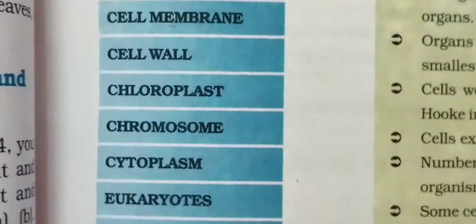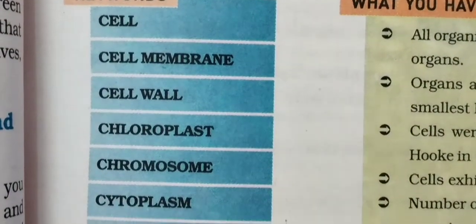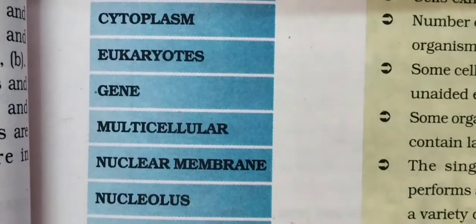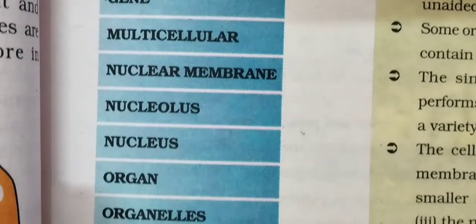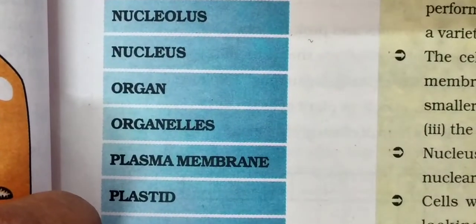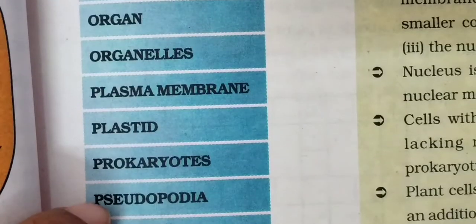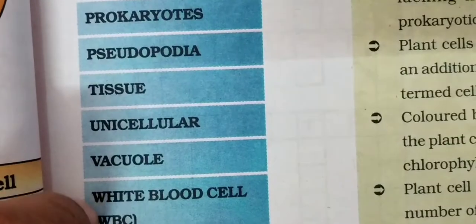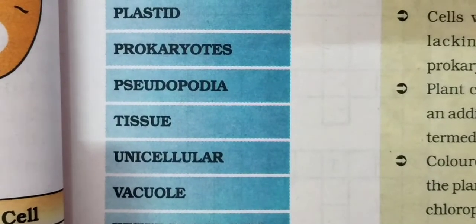As usual, we'll just capture quickly the keywords which you have come across: cell, cell membrane, cell wall, chloroplast, chromosomes, cytoplasm, eukaryotes, gene, then multicellular, nuclear membrane, nucleus, organelles, plasma membrane, plastid, prokaryotes, and pseudopodia, tissue, unicellular, vacuole, white blood cell. And that's where we have come to the end of the chapter.